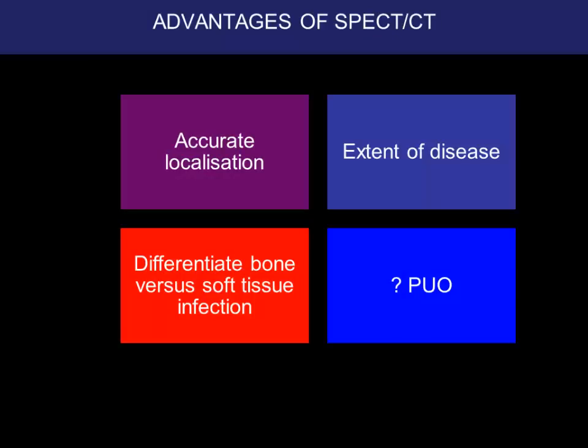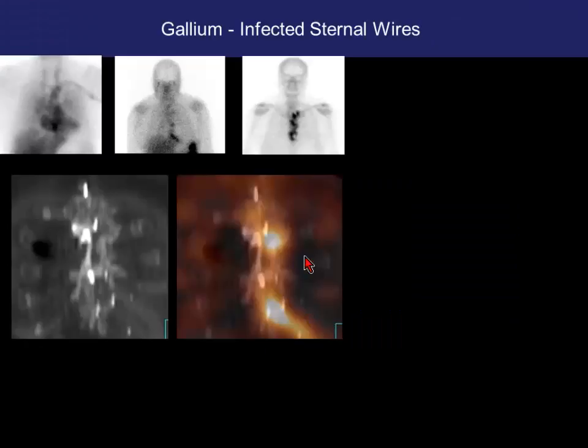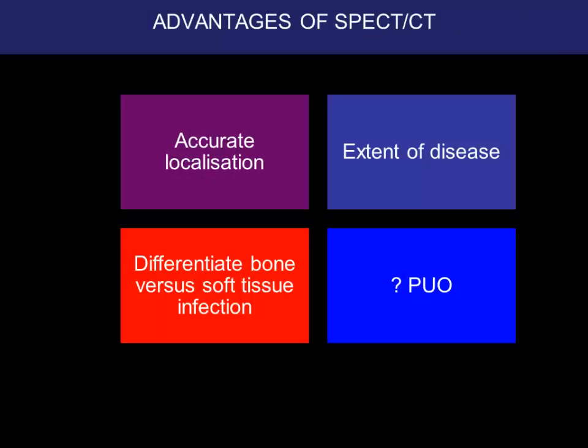But by doing the SPECT-CT, you can see the focal uptake, especially the lower focal uptake, projecting well to a small abscess in the region of the sternum, and that was said to be the infected site in this patient. So regarding the advantages of SPECT-CT, because it's a smaller talk, I just want to say SPECT-CT is useful whenever there is a problem in terms of localization, if you want to assess the extent of disease, or differentiate bone versus soft tissue infection, and that's where we have a major role.